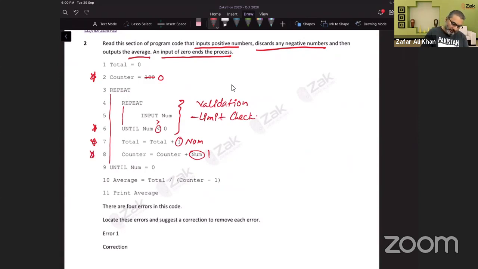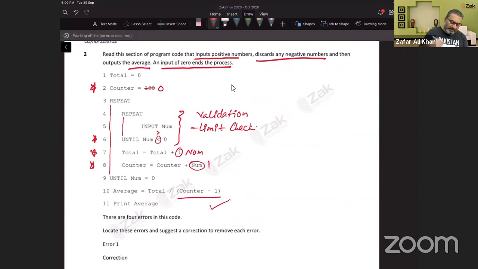We already have 4 errors. So average is equal to total divided by counter. This is absolutely correct, because counter is started from 0 and it is being added. And as soon as we get out, the counter would be actually 1 ahead of the actual number of inputs.